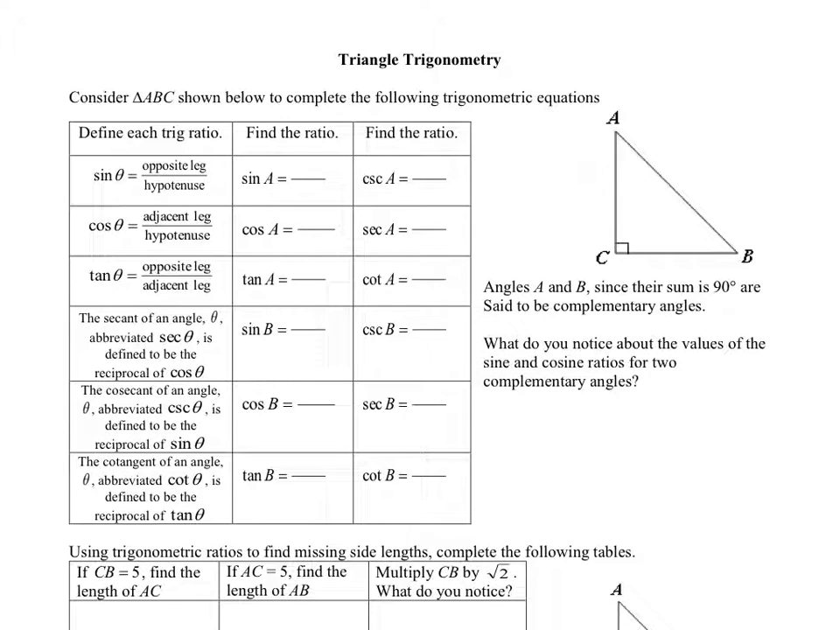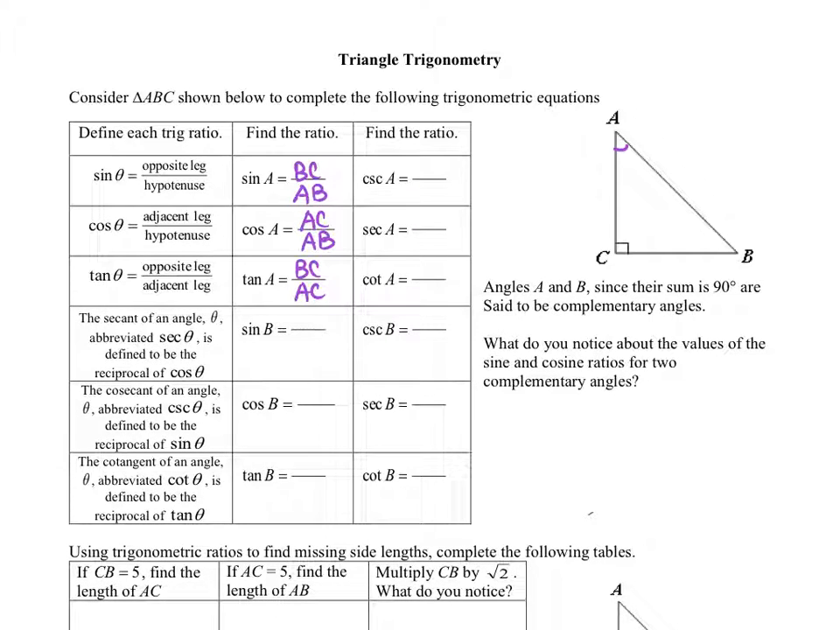By definition, in geometry, sine of an angle theta is the opposite leg over the hypotenuse. So if I look at angle A, sine A would be BC over AB. And cosine is adjacent AC over hypotenuse AB. And tangent is simply opposite over adjacent, which is BC over AC.